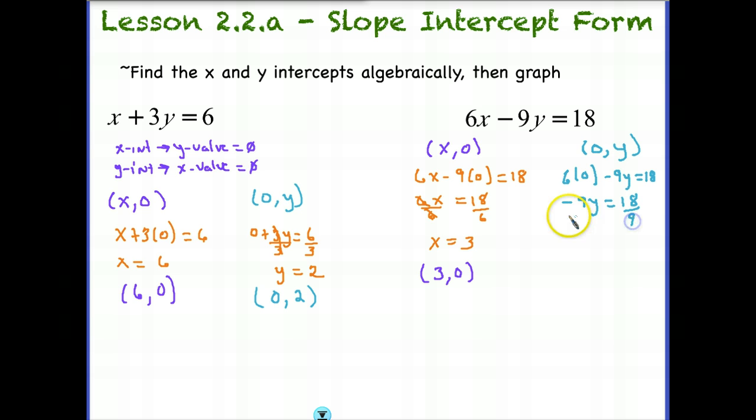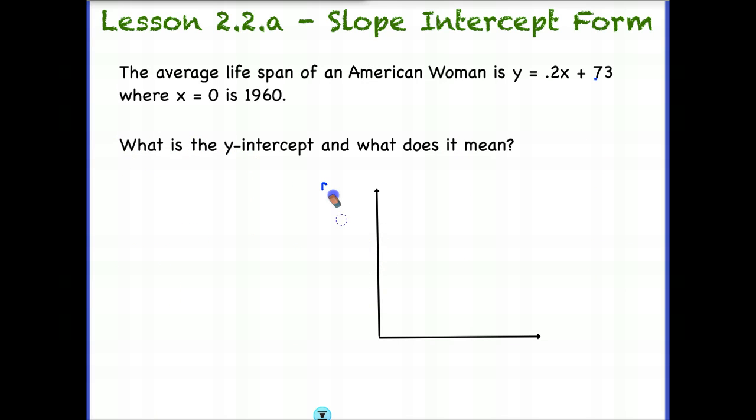We need to divide both sides by negative 9. Negative 9 divided by negative 9 is just 1, or 1y, and 18 divided by negative 9 is negative 2. So our coordinate pair here is going to be 0, negative 2. Okay, and that is how we find the x and y-intercept algebraically. We could graph these and connect those, and then we would have our line as well. All right, here is our final problem.